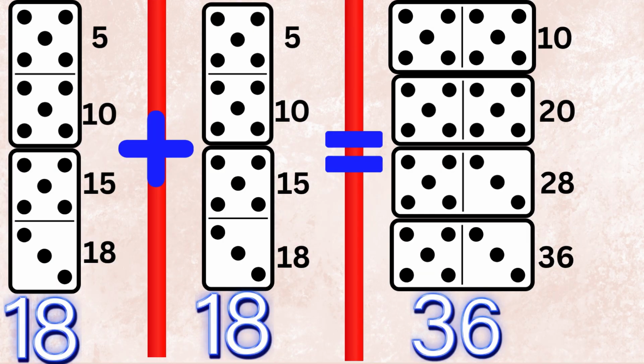Let's check your answer. When we add the dots in the first row, 5, 10, 15, 18 dots plus 5, 10, 15, 18 dots in the second row, we get a total combined sum of 10, 20, 28, 36 dots. So now we know that 18 plus 18 equals 36 dots in all.